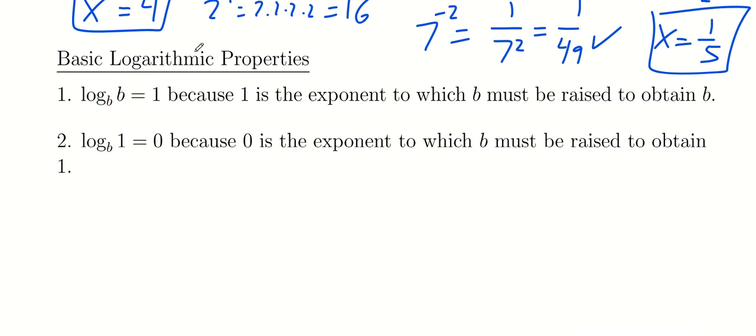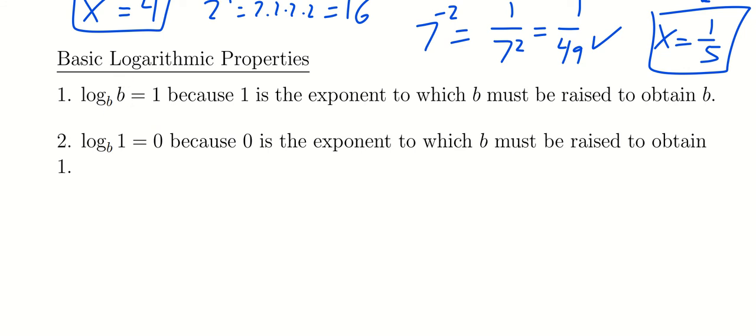Some common basic properties of logarithms. Log base b of b is equal to 1 because 1 is the exponent to which b must be raised to obtain itself. So if you think about the way logarithms work, log base b of b is the exponent that we would need to raise this base to in order to get this value. Well, this value, if you think of b, it's the same thing as b to the first. So we need that exponent of 1, and that's why log base b of b equals 1.